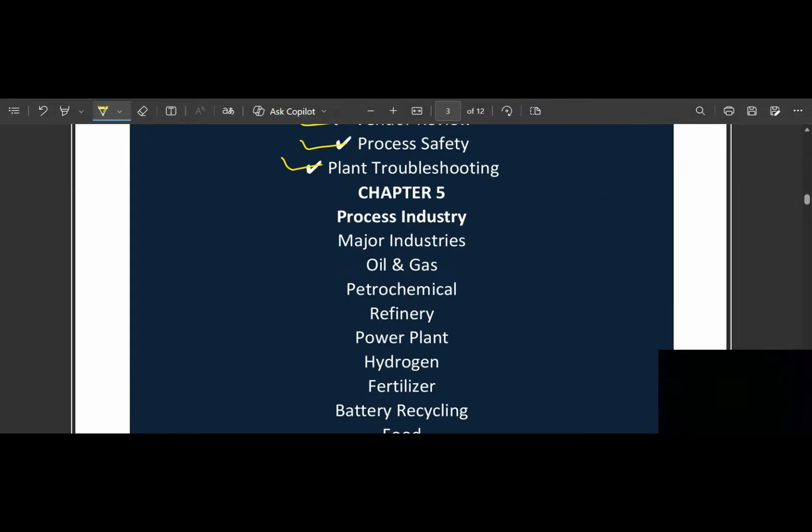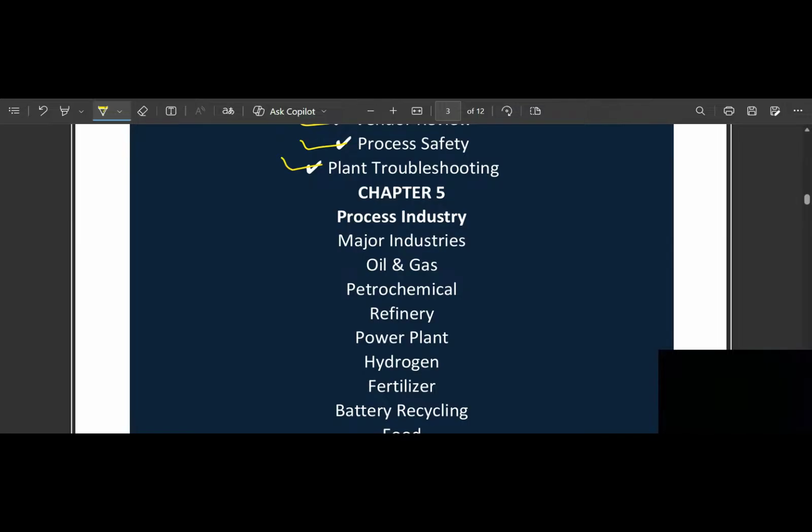So what process industries are there in the market? You should know where we actually work. Which industries should be targeted to get a good job? Where do process engineers work? Which industries require process engineers?